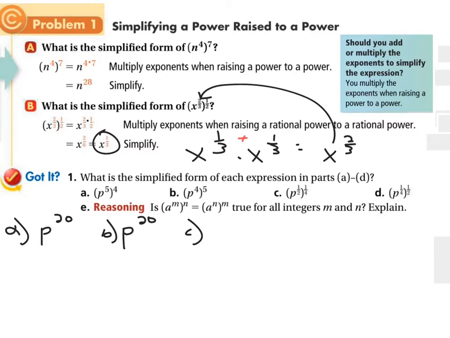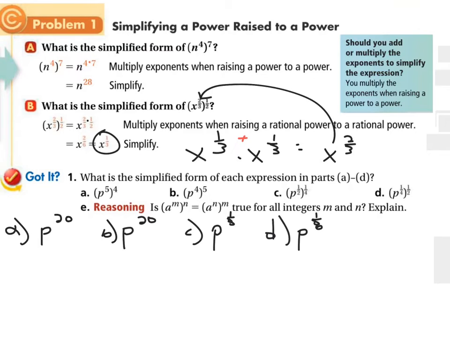C: p to the 1/2 raised to the 1/4, we're going to multiply those. So we get p to the, what is 1/2 times 1/4? We can do it just down here. 1/2 times 1/4, 1 times 1 on the top, 2 times 4 on the bottom, or 1/2 of 1/4, 1/8. p to the 1/8. Okay, and finally we've got p to the 1/4 raised to the 1/2. So we have for D, p to the, what is 1/4 times 1/2? We just did that. It is 1/8.